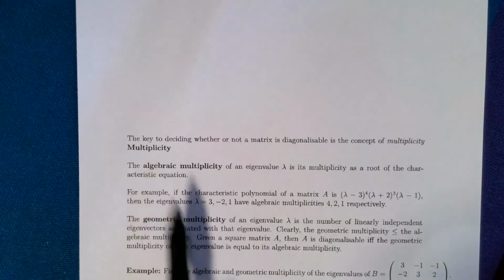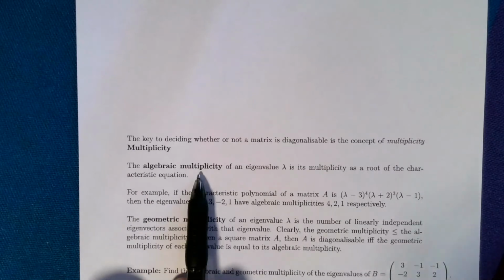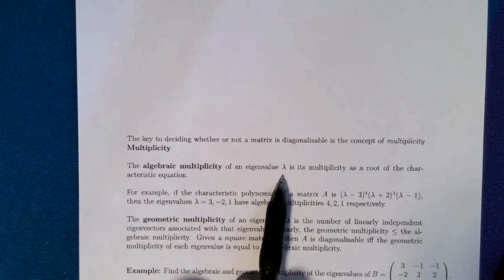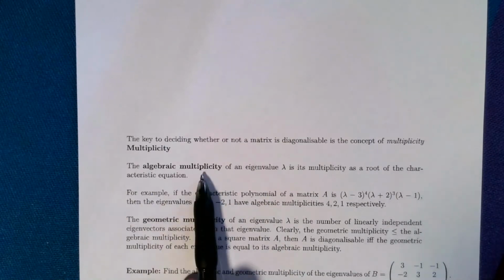And there are two types of multiplicity. We have firstly the algebraic multiplicity of an eigenvalue lambda, that's its multiplicity as a root of the characteristic equation. So here I'm using the word multiplicity in the standard sense when talking about polynomials.